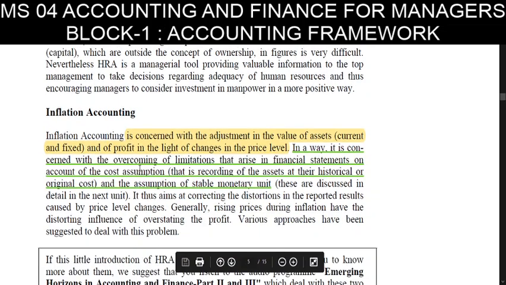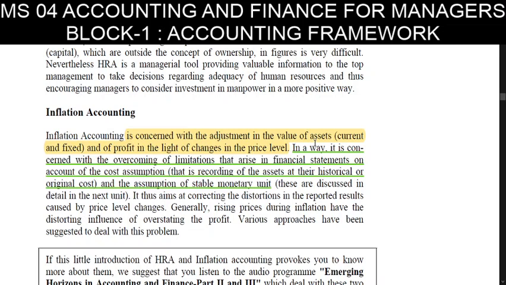The next part is inflation accounting. This inflation accounting is majorly concerned with the value of the assets and profits in the light of changes in the price level. Means as we go on, as years increase, the rise of prices increases in an economy, that is called inflation. Now the value of the assets and profits, assets in the balance sheet and profits in the income statement, they have to be reflecting the present prices. This requirement brought about this inflation accounting.